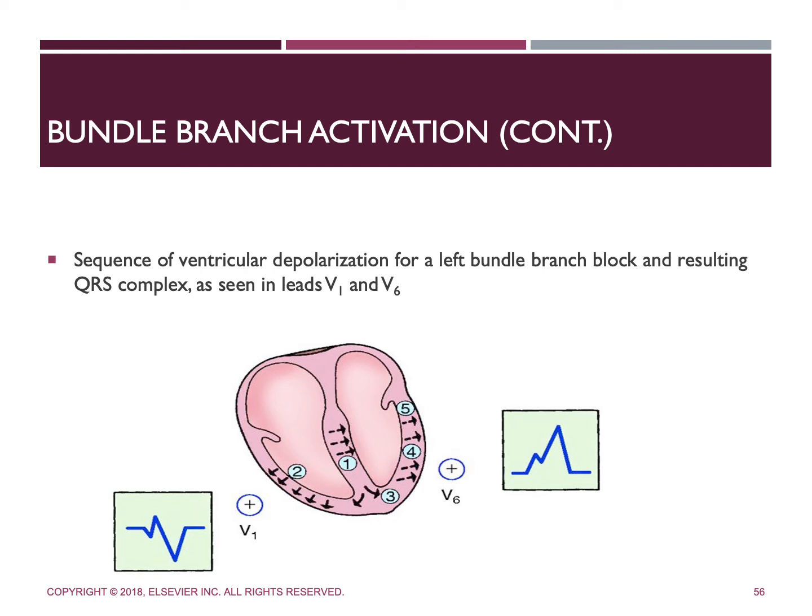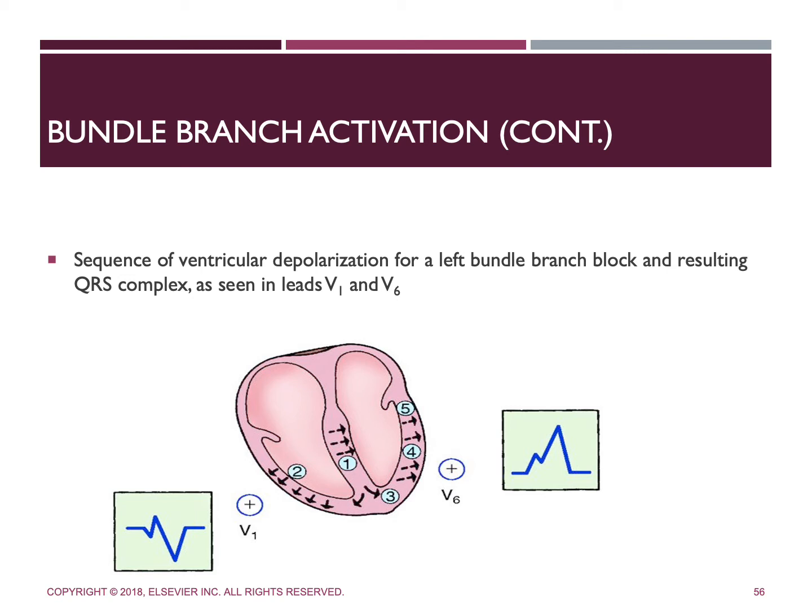So here you're looking at the sequence of ventricular depolarization for a left bundle branch block and resulting QRS complex here as what we see in leads V1 as well as V6. So once again, bottom left here is V1, to the right is V6.